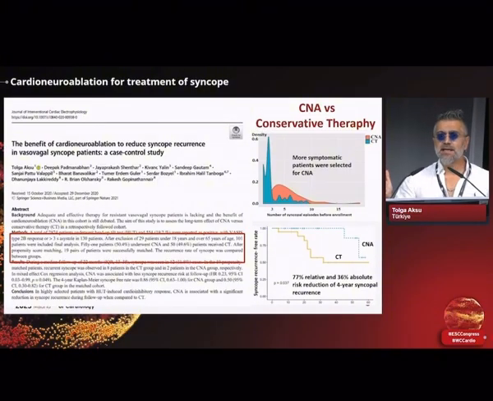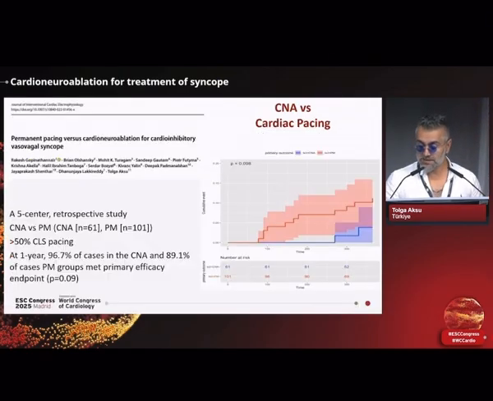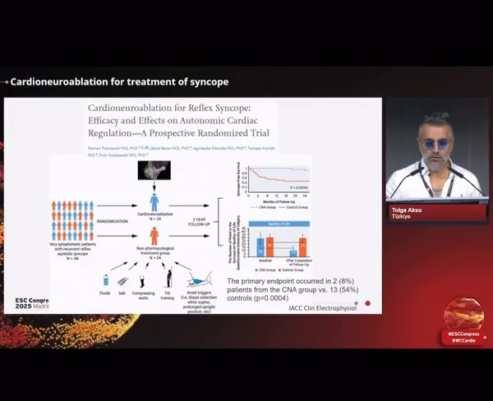We compared CNA with conservative treatment. This is not a randomized controlled trial, by the way, but we compared pure cardioinhibitory reflex syncope patients, and we found that CNA is related to a 77% relative and 36% absolute risk reduction of 4-year syncopal recurrence. We compared CNA and cardiac pacing. In the great majority of the cardiac pacing arm, they implanted a CLS pacing system, and we found a similar success rate during follow-up. This was the first randomized controlled trial, by Roman Piotrowski, but a very small study.